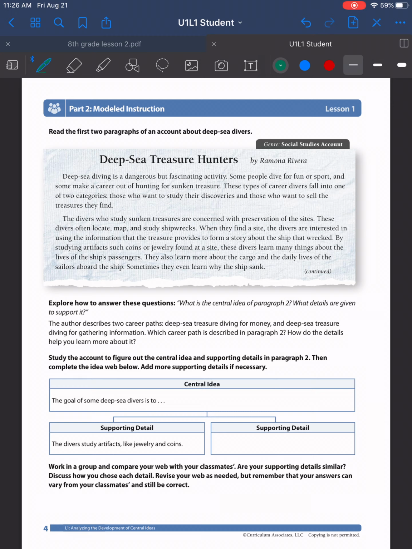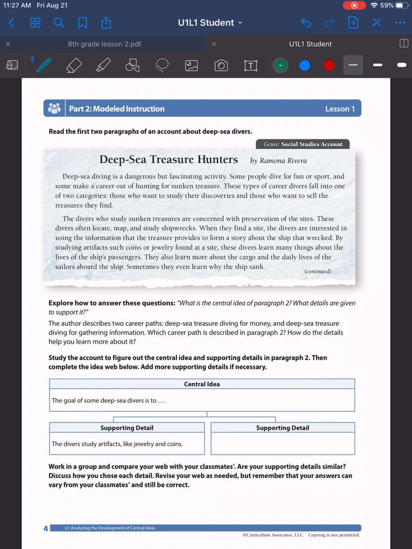Okay, read the first 2 paragraphs of an account about deep sea divers. Deep Sea Treasure Hunters by Ramona Rivera. Deep sea diving is a dangerous but fascinating activity. Some people dive for fun or sport, and some make a career out of hunting for sunken treasure. These types of career divers fall into one of two categories: those who want to study their discoveries and those who want to sell the treasures they find.